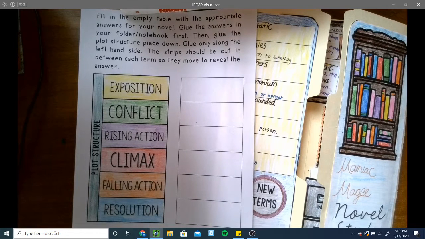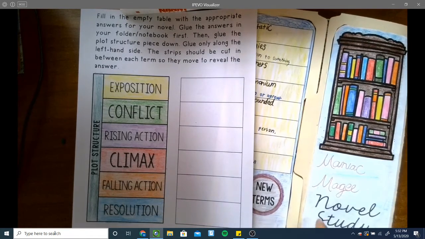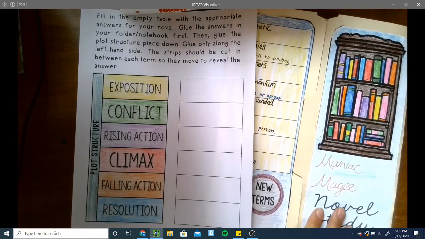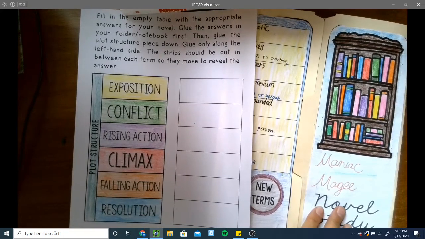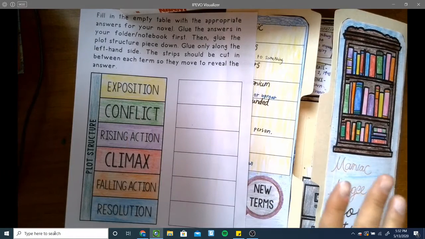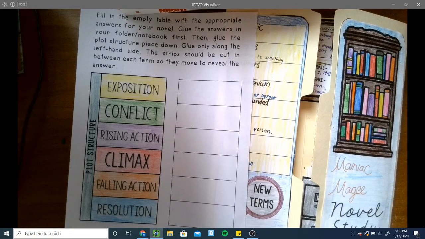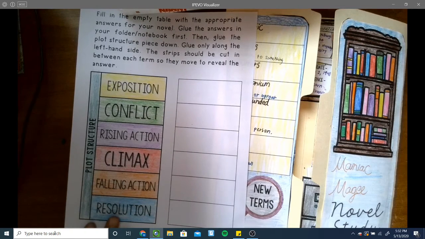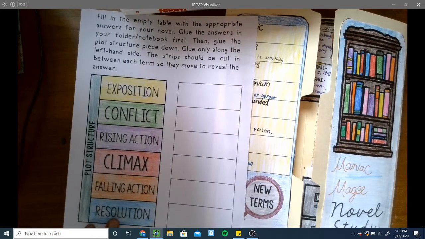Everyone, this is Miss Gauerke, and today we are going to add yet another element to your Maniac Magee novel study foldable right here in front of you. So make sure you have both of these things ready so you can fill in your plot structure element, which is what we're going to be learning about today.